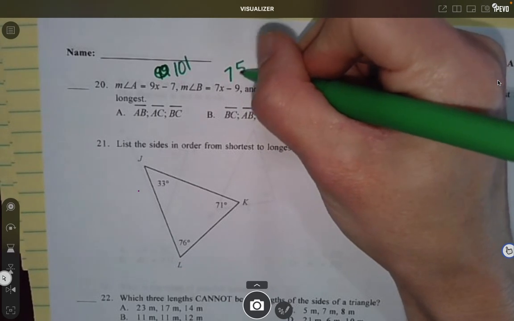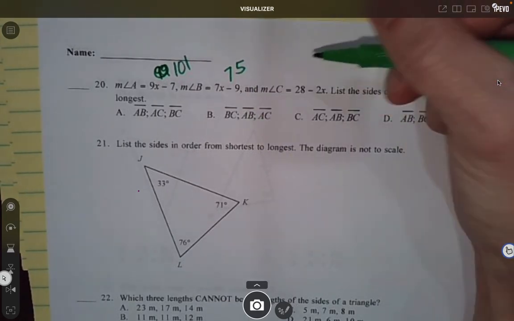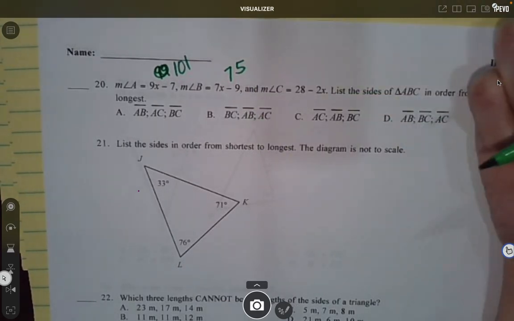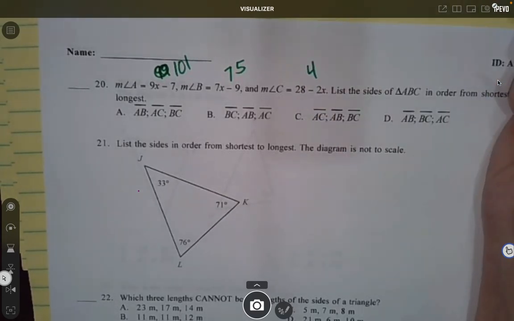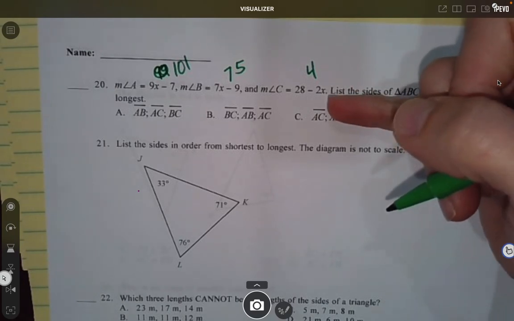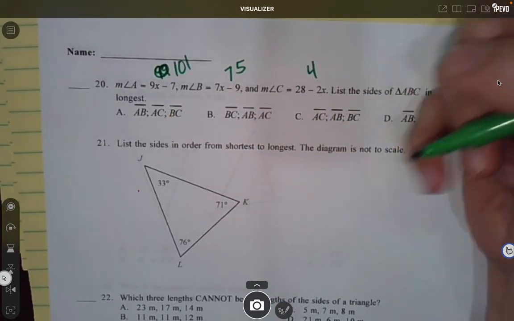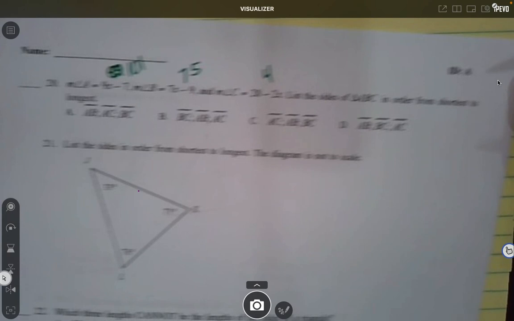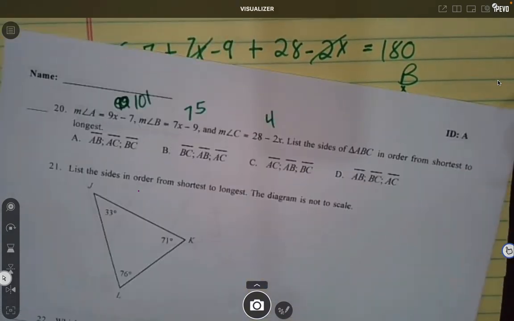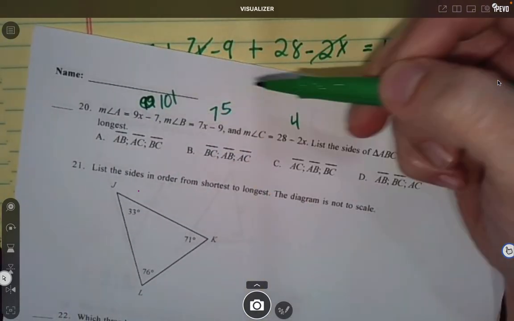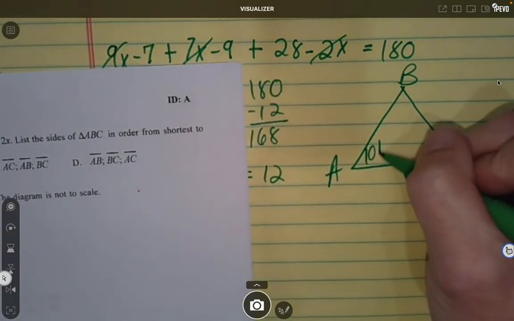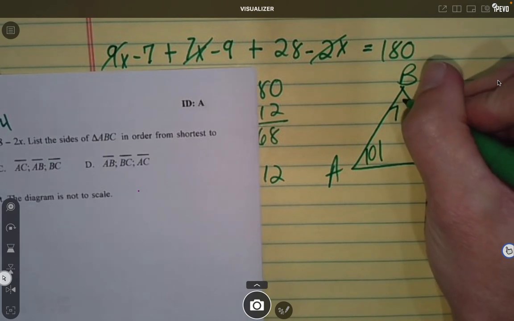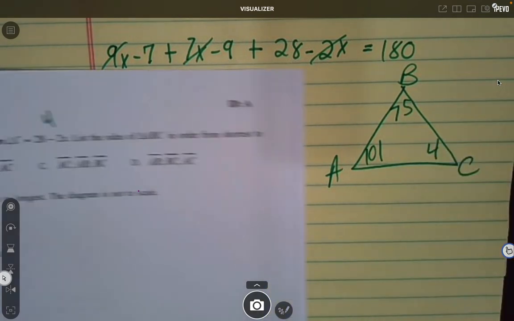75. And then what is 28 minus 24? 4. Does everybody know where I got 24 from? I just went ahead and multiplied 12 times 2. Okay, these are all my angles. So y'all, I'm going to write them real quick. I just drew a triangle with letters A, B, and C. Are these my letters, A, B, and C? Yeah. So angle A is 101. Angle B is 75. Angle C is 4.